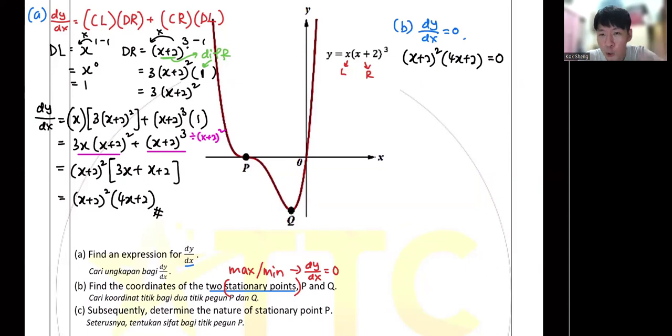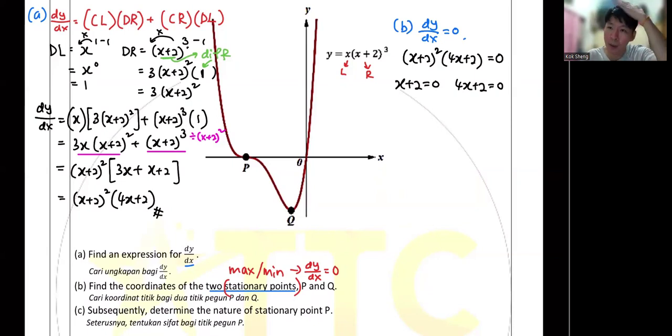Okay, from here, no need to expand. Please don't expand. If you expand it, later on you still need to factorize, which means you're going back to the same bracket. So actually, this bracket is already simplified for you. So from here, how do we find the coordinate, right? Just equal 0.